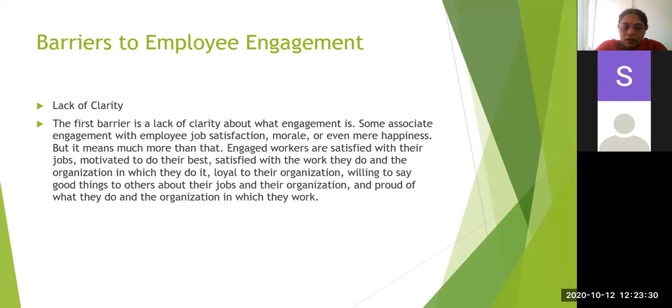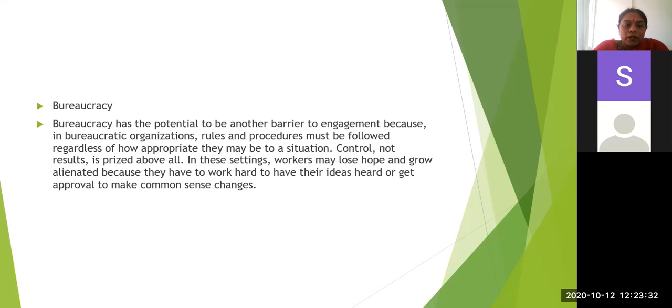This second one is bureaucracy. This is a part of the functioning of the organization. Bureaucracy has the potential to be another barrier to engagement, because in a bureaucratic organization, rules and procedures must be followed regardless of how appropriate they may be to a situation. Control, not result, is prized above all. In these settings, workers may lose hope and grow alienated because they have to work hard to have their ideas heard or get approval to make common sense changes.